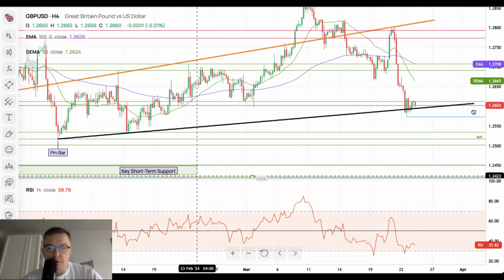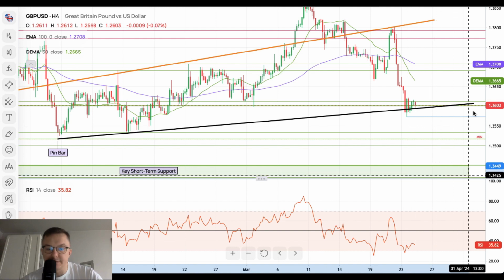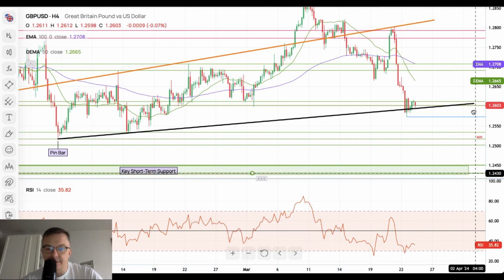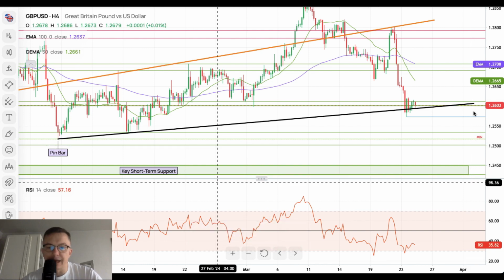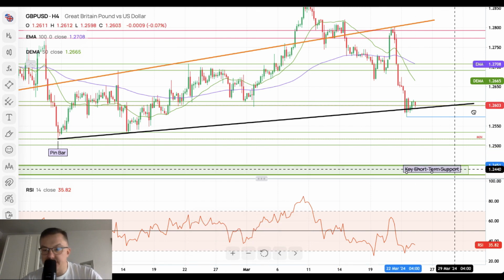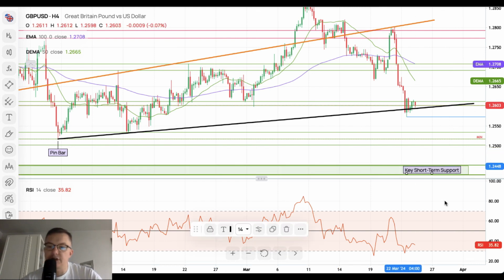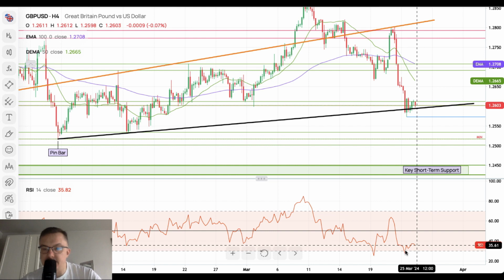Let me just move this support. Sorry, key short-term support. It was made somewhere around here. There you go. It looks something like that. So we are still above the key short-term support. Nevertheless, with this kind of momentum, it might change very quickly. Momentum is negative and hits extremely oversold conditions, but it doesn't actually bounce that much.